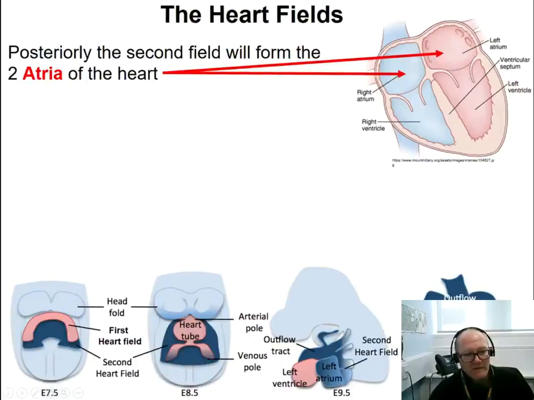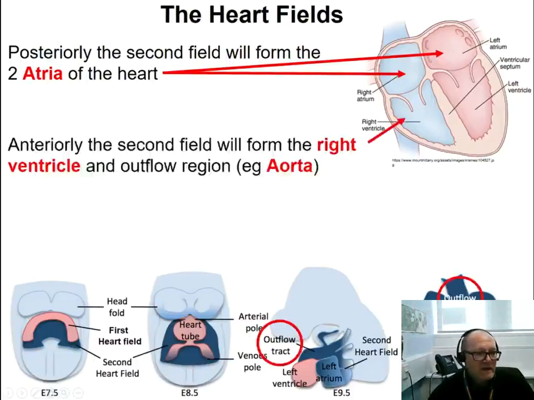You can see them here forming. Most of the cells of the atria come from the second heart field. However, some of the cells also come from the primary heart tube. But they're forming posteriorly initially, and only after looping do these posterior cells find themselves in an anterior position in the adult heart.